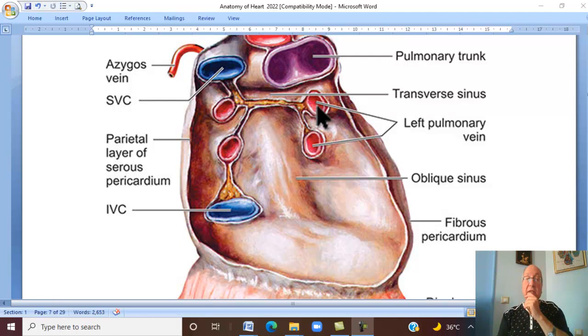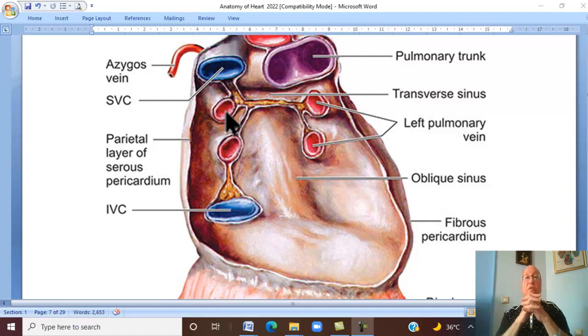Posterior to the heart, these structures, two from the left and two from the right, pass to drain into the left atrium. Two left pulmonary veins and two right pulmonary veins. And we said before, the name is only vein, but they contain oxygenated blood, draining oxygenated blood from the lungs to the left atrium.